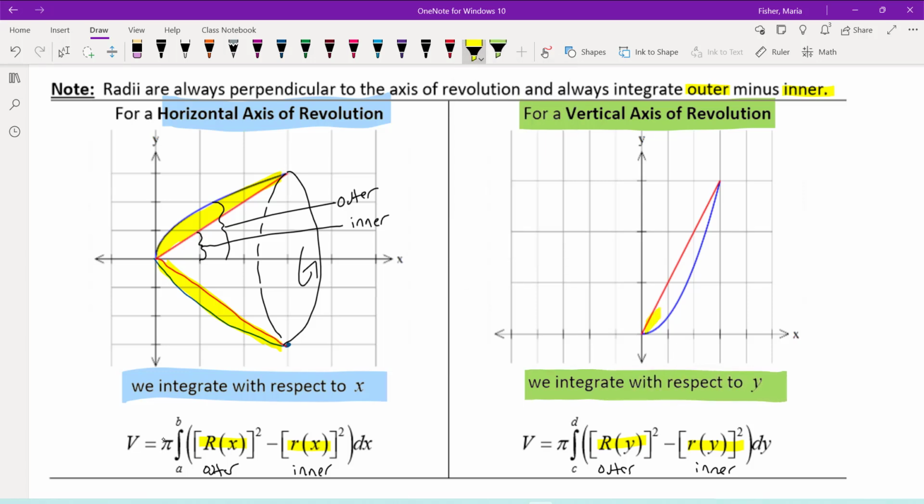And just like we saw before here, let's pretend that we're looking at this yellow region with a vertical axis of revolution. Again, you're going to have an outer radius, which is the furthest you are from the axis of rotation, and an inner radius, and that's going to be the closest you are to the axis of rotation.